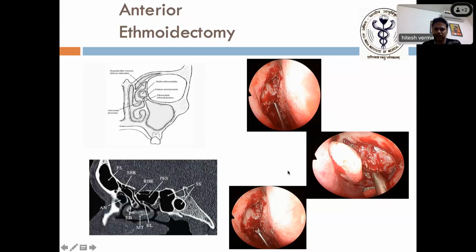So how can we do this? Sometimes there is a space behind the bulla, between it and the ground lamella. The ground lamella is the lateral attachment of the middle turbinate to the lamina papyracea. When there is a space between the bulla ethmoidalis and the ground lamella, which is known as the lateral recess, an instrument can be inserted in that space, and the bulla ethmoidalis can be fractured anteriorly, or a puncture can be done in the anteroinferior part, and then the debrider can be used to remove the polyp or bone.